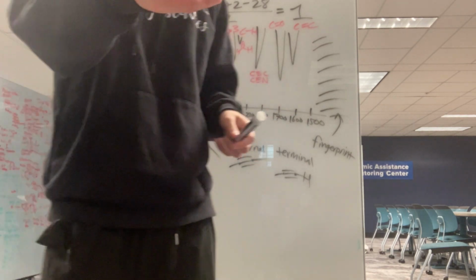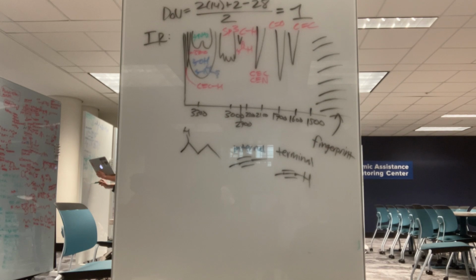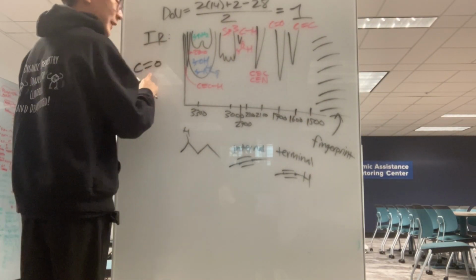Okay, so now let's look at that spectroscopy problem that we were working on right here. 1,500 right here, ignore everything here. That's the fingerprint region. This right here is going to be 1,700, because it's in the midway point between 1,500 and 2,000. So C double bond O. Yes, so from the IR, we know we have a C double bond O.